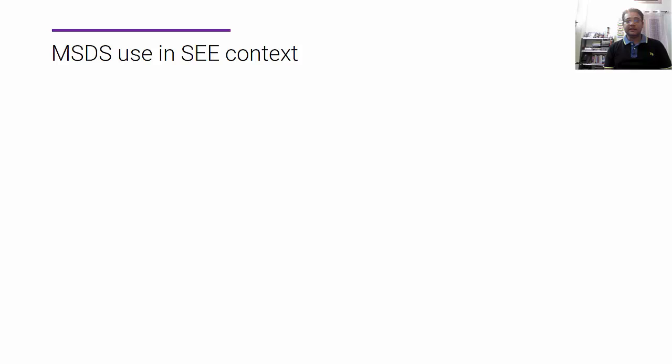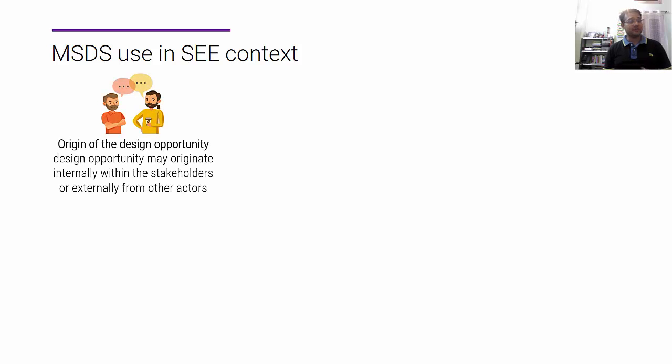Going into more detail about the use of MSDS in an SEE context, there are a few key learnings and challenges that we found. The first one is about the origin of the design opportunity. We found out that the design opportunity for an SEE context may originate either internally within the stakeholders or externally from other actors. Due to this, there may be a difficulty in establishing ownership. Incidentally, it is difficult to identify a single project promoter. Moreover, due to this, the people who originate the idea may not consider its implication on other stakeholders of the context.